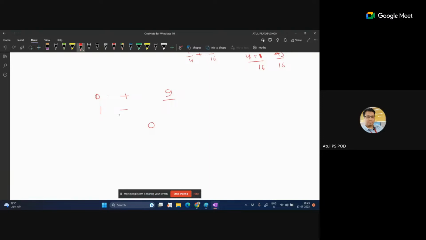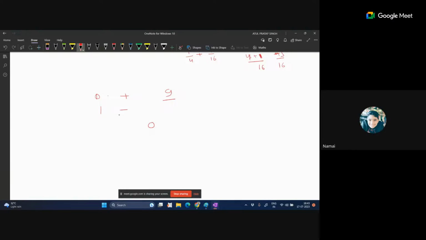Here 1 bit we are using for the sign, so 0 we are taking. The first value will start from 0, 0, 0, and so on, all zeros. This is the first value, and it represents 0.